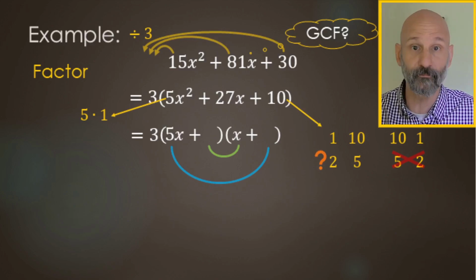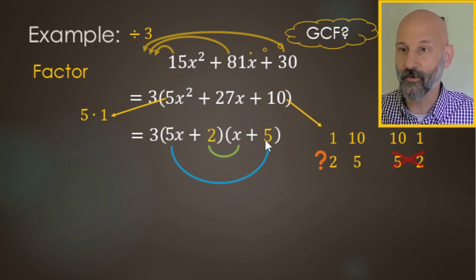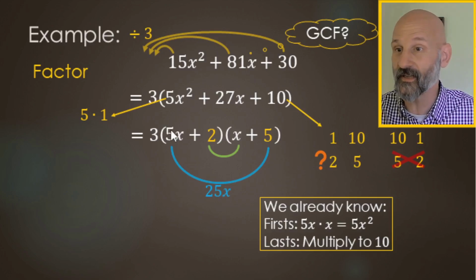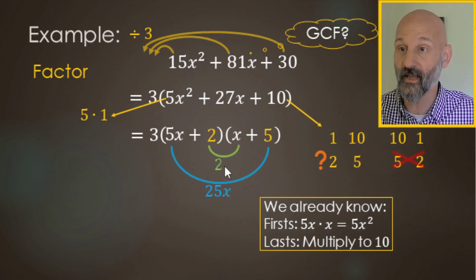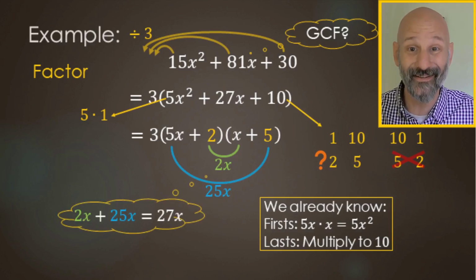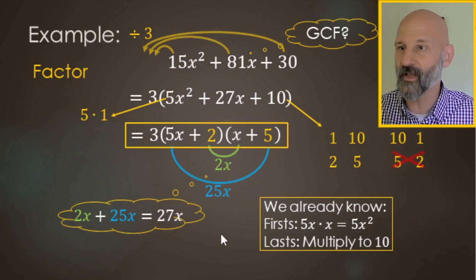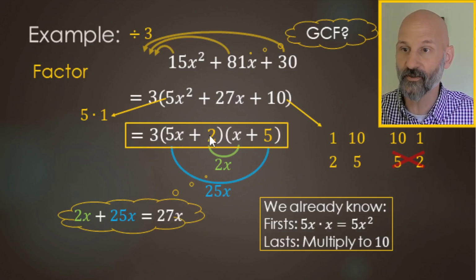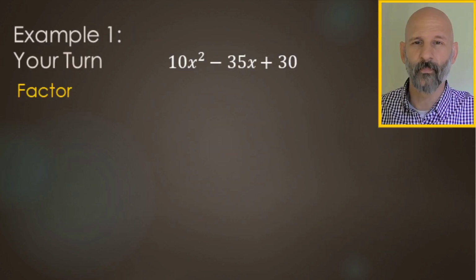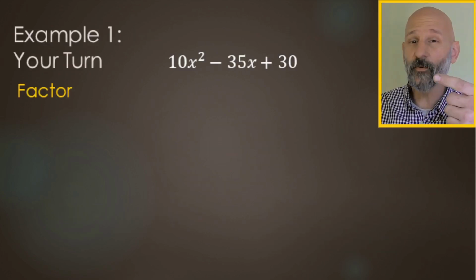Okay, let's go ahead and try 2 and 5. Here we go. So we put a 2 there and a 5 there. We don't have to check the first or the last. We're just checking the inners and the outers. So 5x times 5, 25x. 2 times x, 2x there. 25 plus 2, does that make 27? Yes, it does. So there's our factors there. We have 3 times 5x plus 2 times x plus 5. Factored all the way. So let's have you go and try this one out on your own.